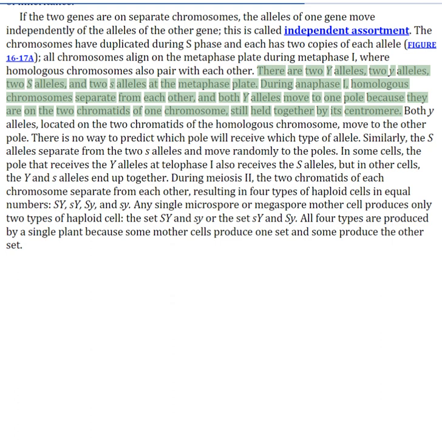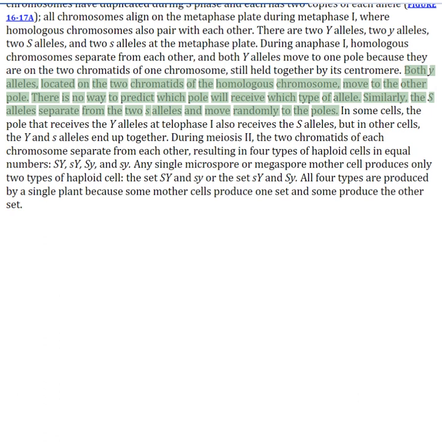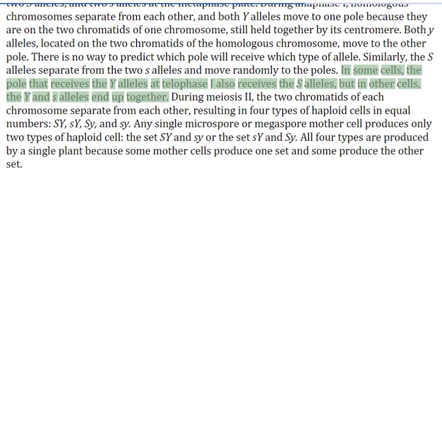During anaphase I, homologous chromosomes separate from each other, and both Y alleles move to one pole because they are on the two chromatids of one chromosome, still held together by its centromere. Both y alleles, located on the two chromatids of the homologous chromosome, move to the other pole. There is no way to predict which pole will receive which type of allele. Similarly, the S alleles separate from the two s alleles and move randomly to the poles. In some cells, the pole that receives the Y alleles at telophase I also receives the S alleles, but in other cells, the y and S alleles end up together.